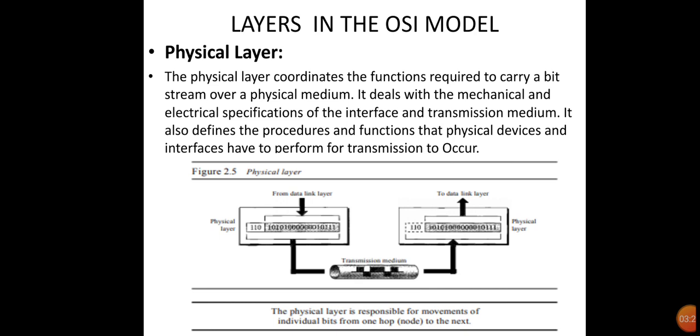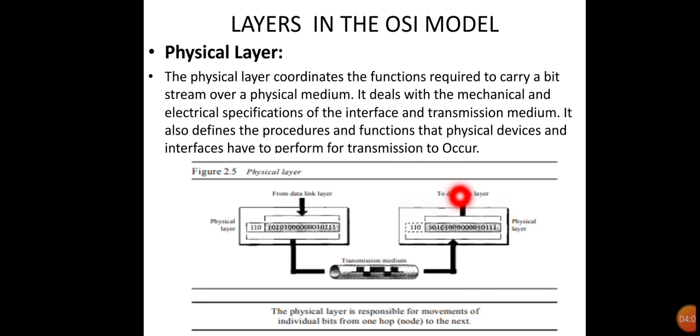The main function of the physical layer is to be entirely responsible for the movement of individual bits from one hop to the next hop, that is, from one node to another node. The physical layer coordinates the functions required to carry a bit stream over a physical medium. It deals with the mechanical and electrical specifications of the interface and transmission medium. It also defines the procedures and functions that physical devices and interfaces have to perform for transmission to occur.